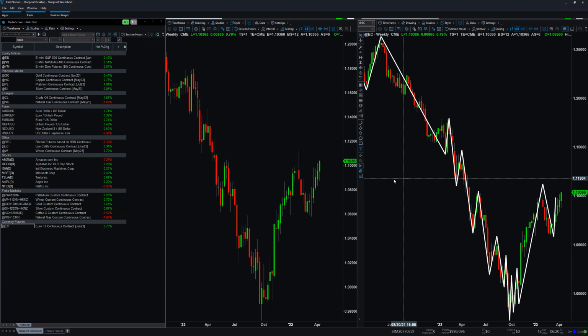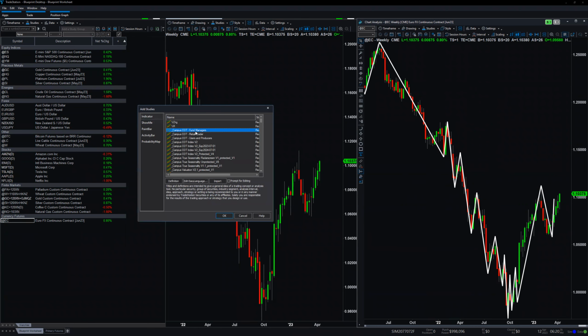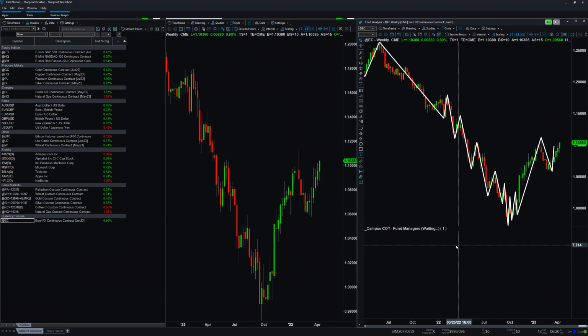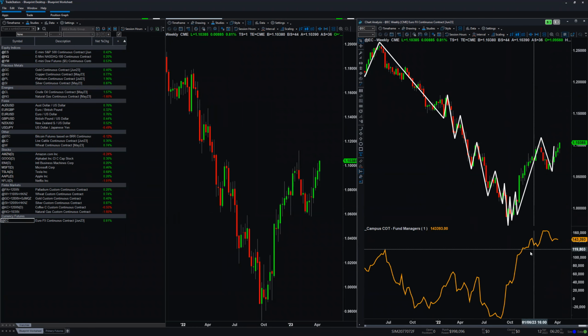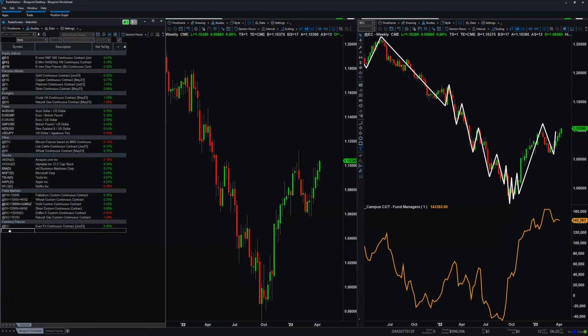Why are we looking at the currency futures? Well, again, we're looking at the central marketplace. And since we're looking at @EC, what I now can do is go to my studies, add study, and I can now get the fund managers, the Campus COT fund managers, loaded into our charts right here. So now I'm looking at the euro on the weekly chart, and I'm looking at the fund managers down here for the euro.